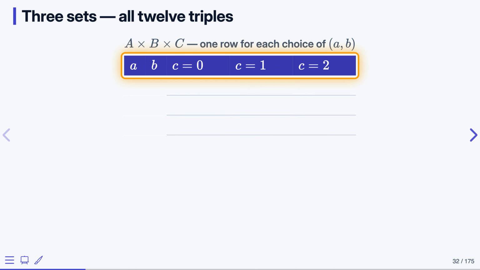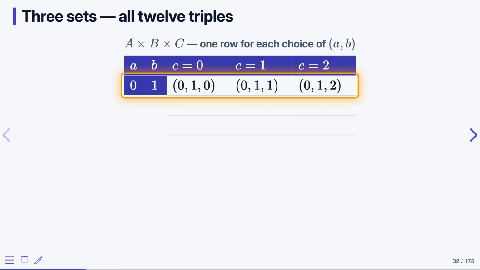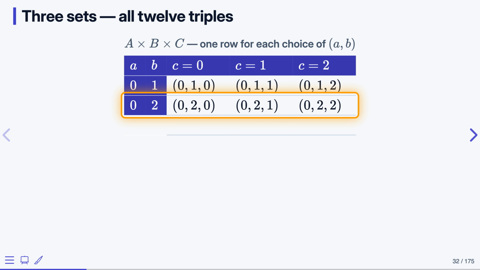Now all 12 triples, one row at a time. Row 1. The first entry is 0 and the second entry is 1. Let the third entry run through 0, 1, and 2. That gives 0,1,0; 0,1,1; and 0,1,2. Row 2. The first entry is still 0 and the second entry is now 2. That gives 0,2,0; 0,2,1; and 0,2,2.